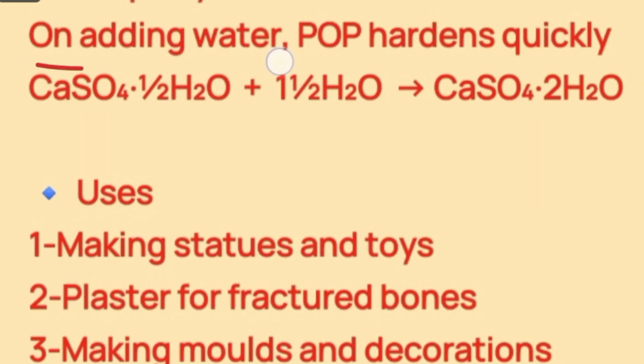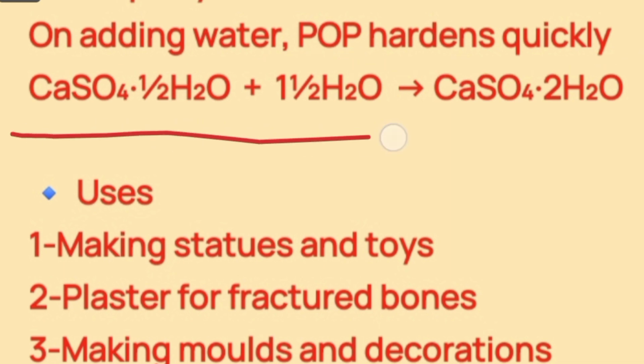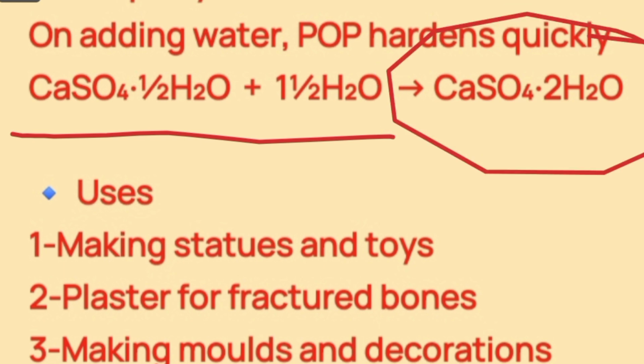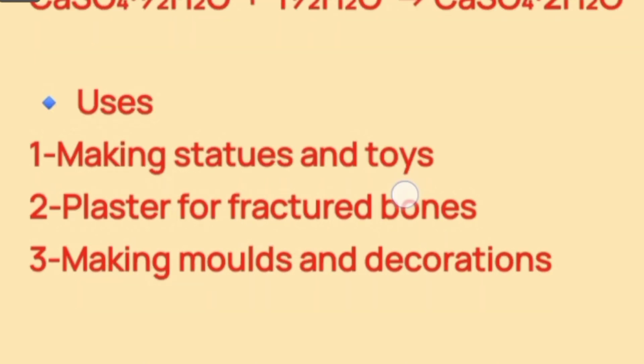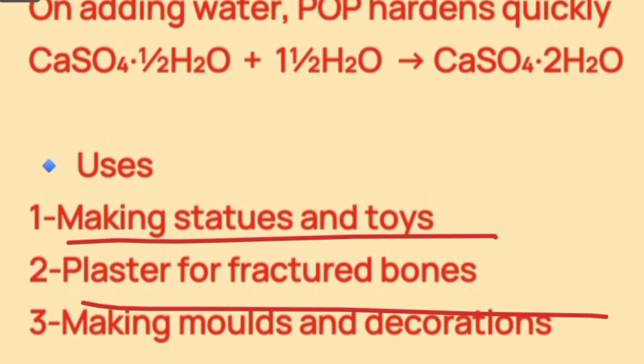Now see the property. On adding water, POP hardens quickly. So when we add water in CaSO4.½H2O, when we add water in POP, it changes into CaSO4.2H2O, gypsum. What are the uses of POP? Making statues and toys, plaster for fractured bones, and making molds and decorations.